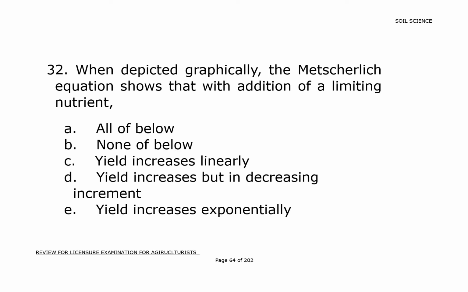Number 32. When depicted graphically, the Mitscherlich equation shows that with addition of a limiting nutrient, A. All of below. B. None of below. C. Yield increases linearly. D. Yield increases but in decreasing increment. Or E. Yield increases exponentially. The answer is yield increases but in decreasing increment.